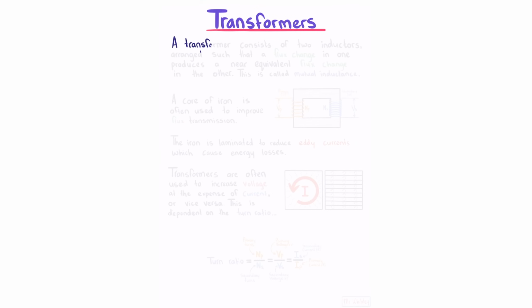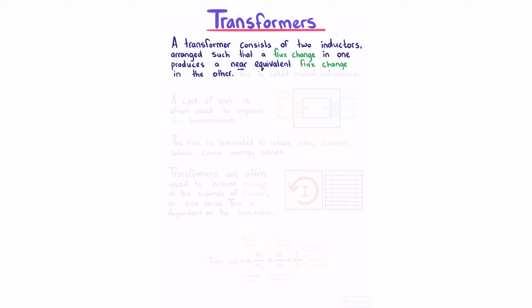Transformers. A transformer consists of two inductors, arranged such that the flux change in one produces a near equivalent flux change in the other. This is called mutual inductance. Here is a diagram of a common transformer, where we have a primary coil, across which we have the voltage Vp, and the number of turns or number of loops, Np. We also have our secondary coil, the voltage across which is Vs, and the number of turns is Ns.